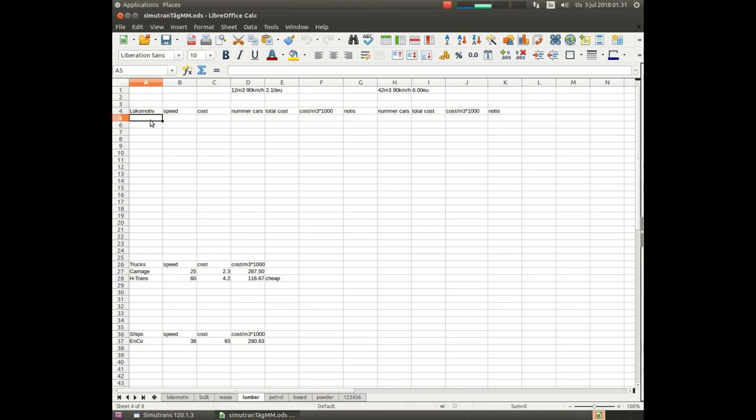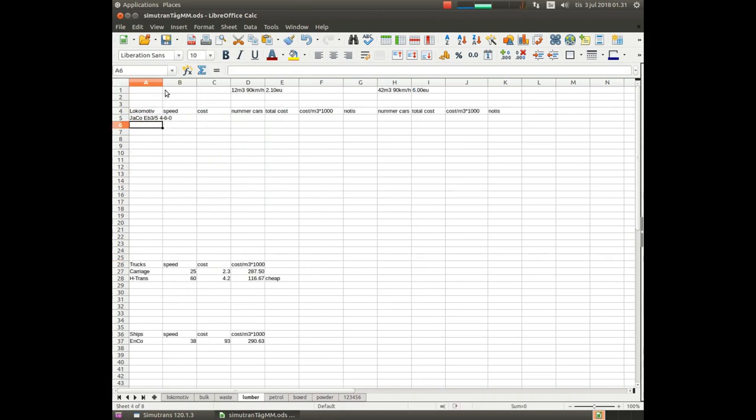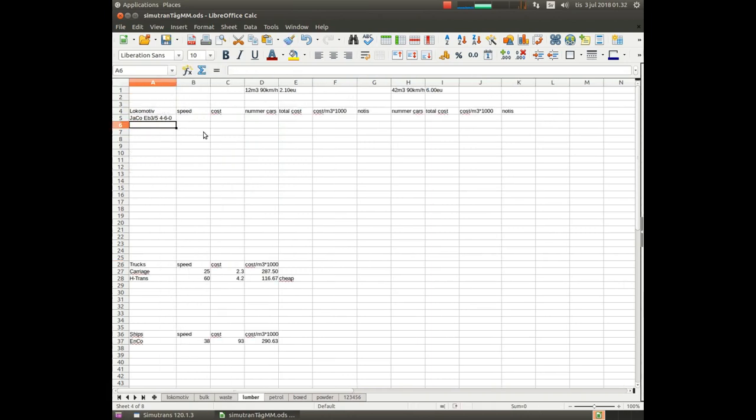So now you insert a formula instead. That starts with an equal sign. Go over to the locomotive. And there you have the name of the loco. And the same for the speed. And of course the cost.